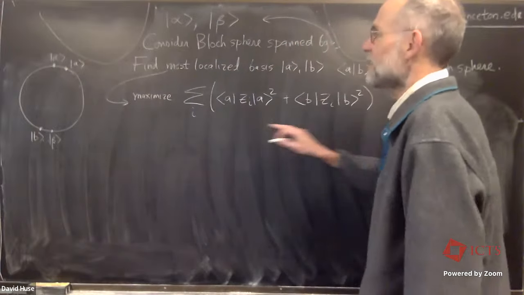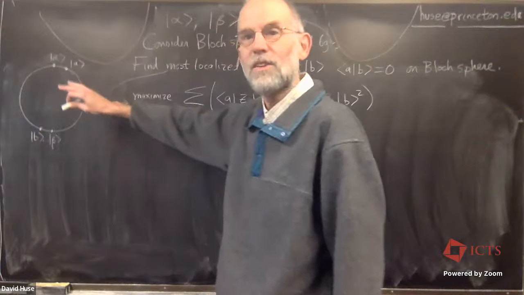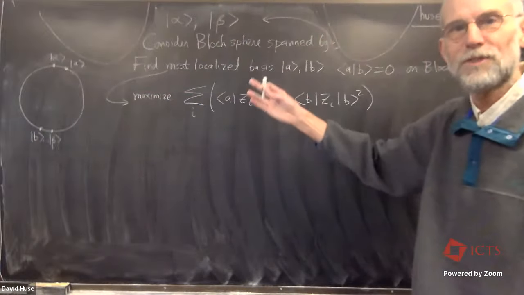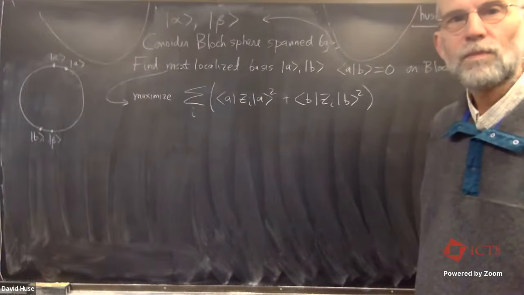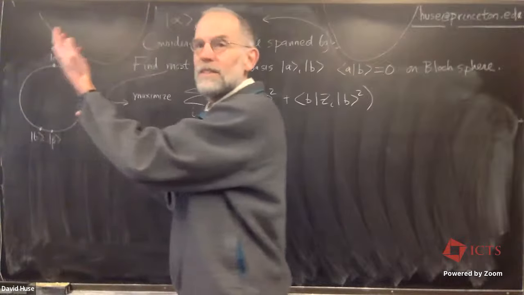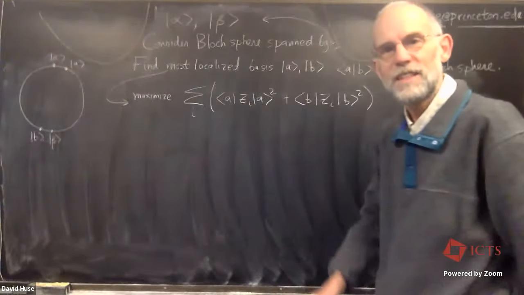This function is alpha and beta. The function is nice and smooth on this surface, and so it's easy to find the maximum. Of course, it doesn't define it uniquely. We could swap A and B, and that'll be a second maximum. But it's easy to find it.